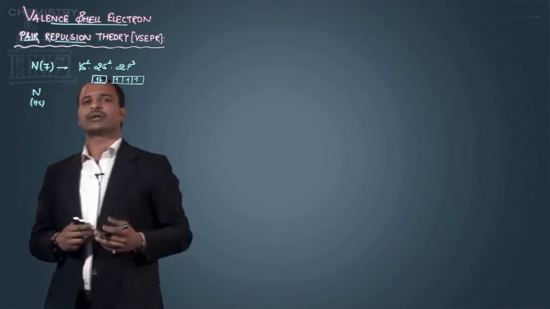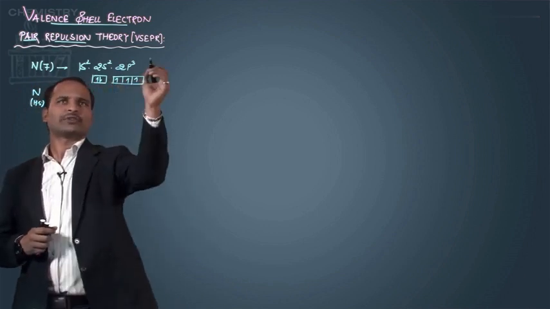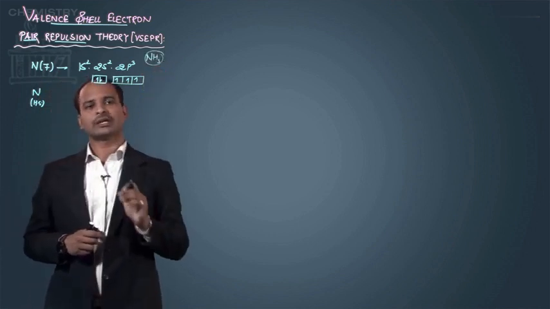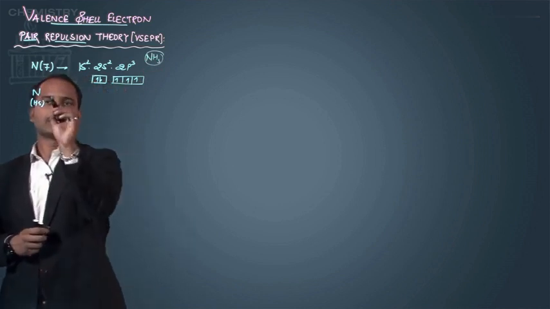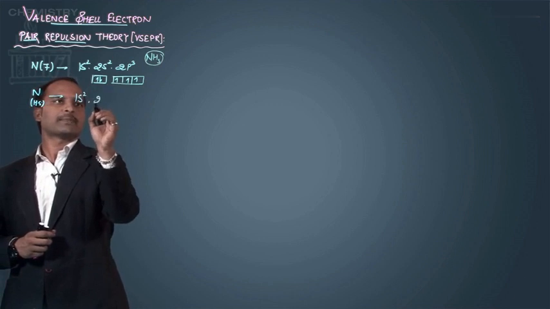The reason is that we are talking about the formation of ammonia, and in ammonia nitrogen forms 3 bonds, and here we have 3 half-filled orbitals. So there is no need of writing the excited state. Hybridized state. In the hybridized state, what happened? It's 1s2.